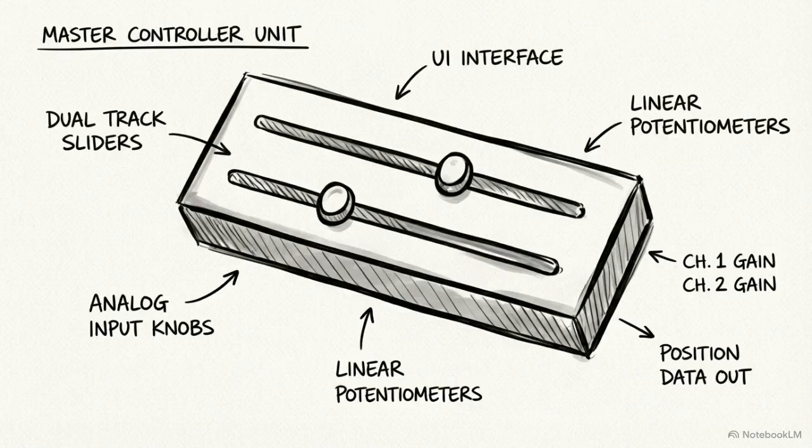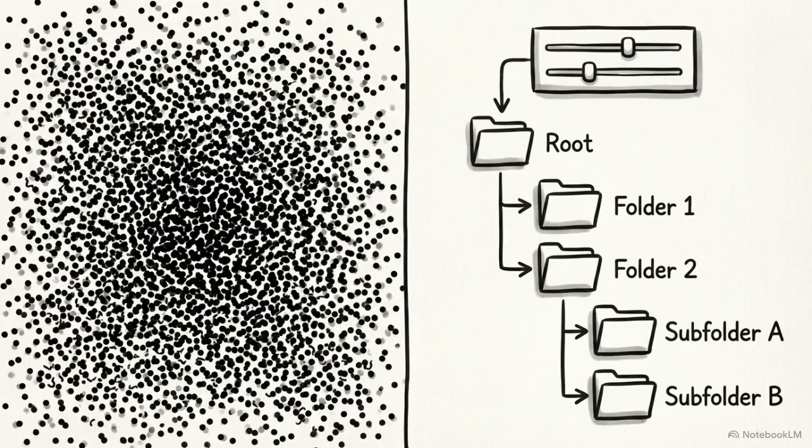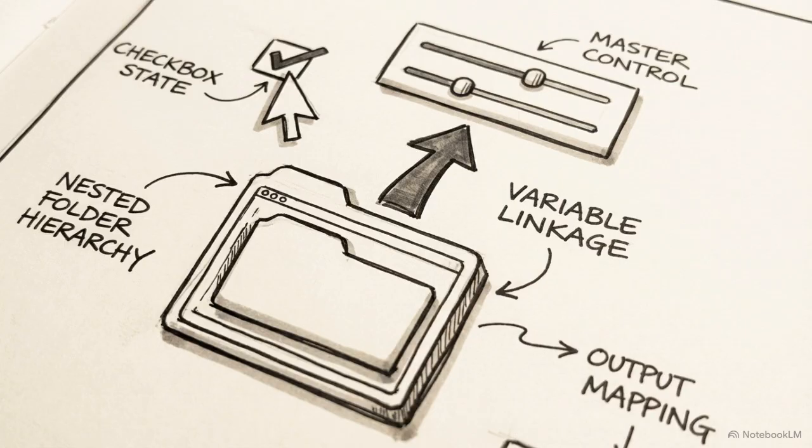To achieve that, we are going to build a master slider rig. Over the next few minutes, you will learn how to automate complex motion using a technique called phase propagation. Moving away from manual keyframes and toward procedural systems changes the way you approach complex scenes. You stop managing individual pixels and start building the logic that moves them.